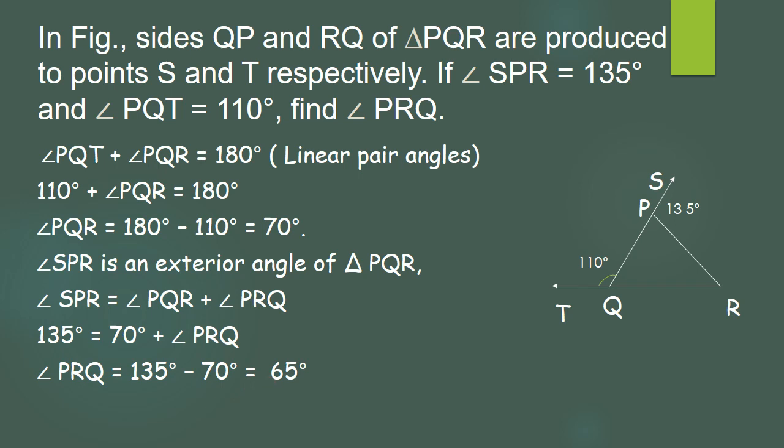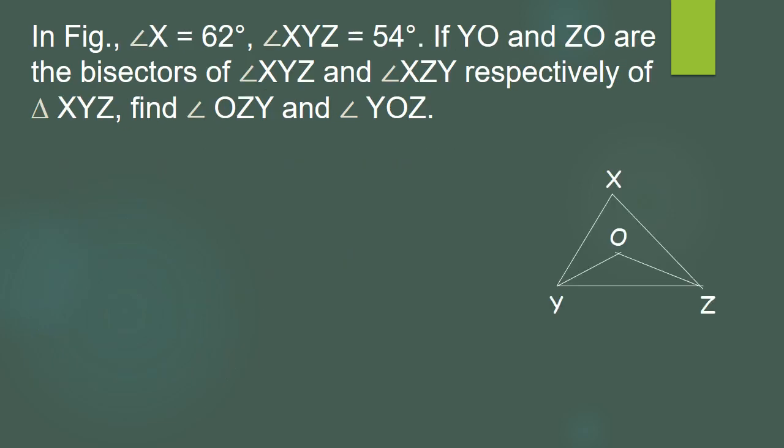Now we will solve the second. What they have given: in triangle XYZ, angle X is given 62. Angle XYZ, it means this complete Y, is given 54. And they have stated YO and ZO are the bisectors of angle XYZ and XZY respectively of triangle XYZ. We have to find out angle OZY and angle YOZ.